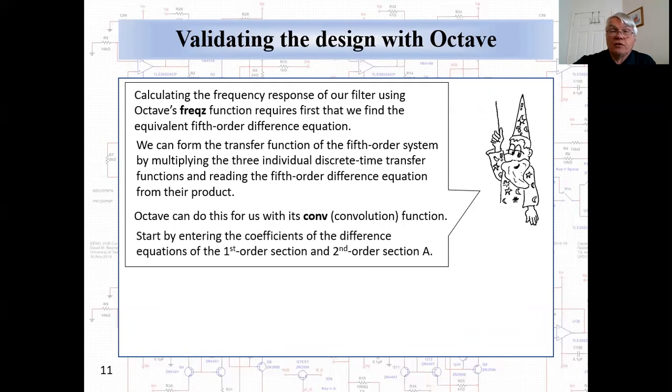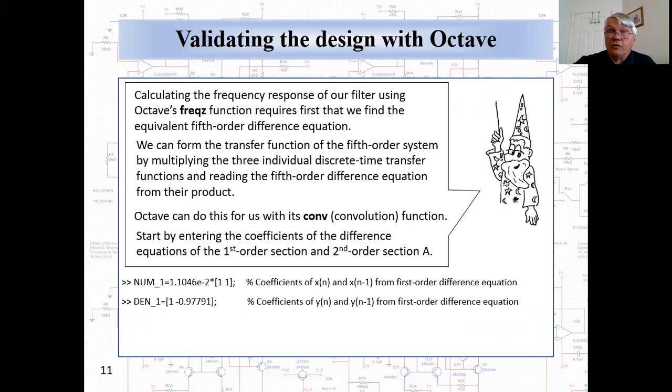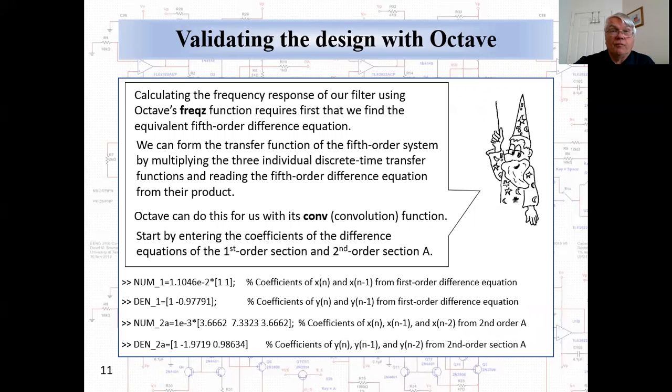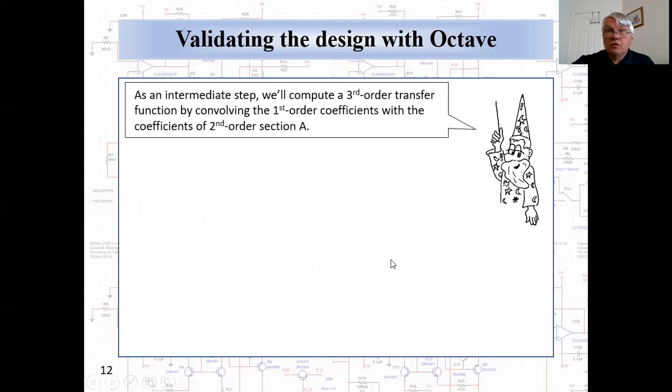We'll start by entering the coefficients of the difference equations for the first order section and second order section A. So here's the numerator of the first order transfer function, which are the coefficients of the x terms. Here's the denominator of the first order transfer function. Here's the numerator of the second order transfer function, and here's the denominator. Now we're going to multiply those two transfer functions to compute a third order transfer function by convolving the first order coefficients with the coefficients of the second order section. Then after we do that, we will come back and convolve this third order transfer function with the coefficients of second order section B to complete the fifth order difference equation.